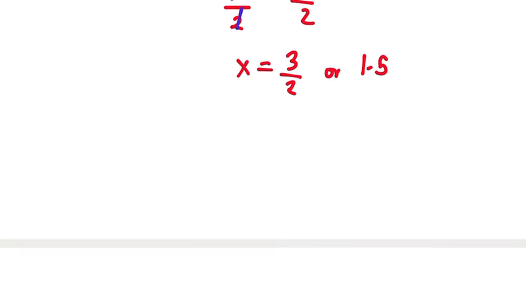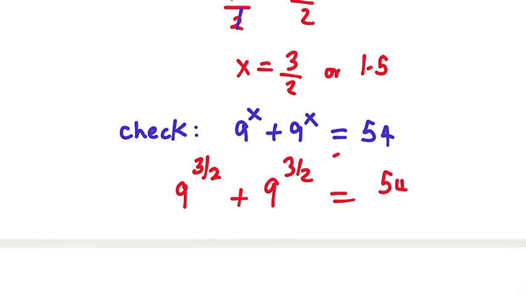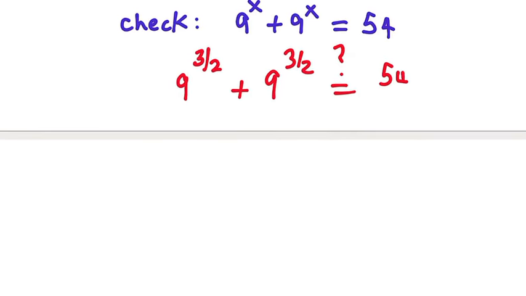Now let's verify whether we are right or not. To check, we have our equation to be 9 to the power of x plus 9 to the power of x equals 54. So I'm going to be checking this without using a calculator. So we have 9 to the power, what is our x? X is 3 over 2, then plus 9 to the power of 3 over 2, then equals 54. That is, will this left hand side give us 54?